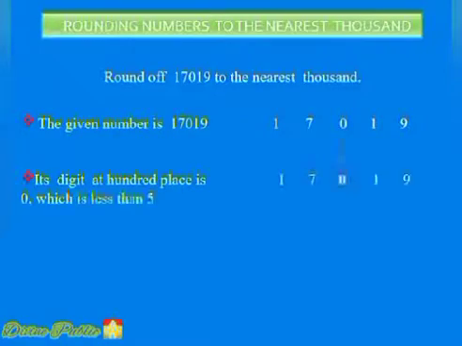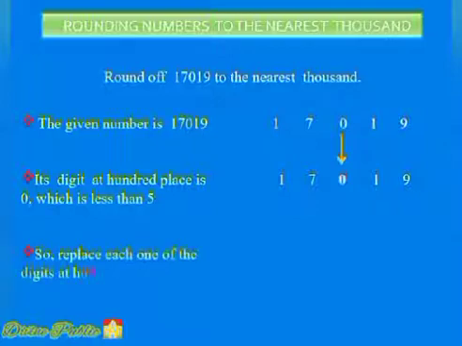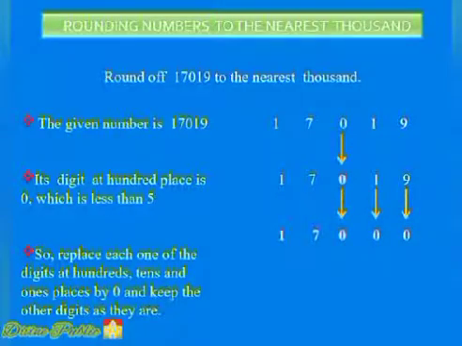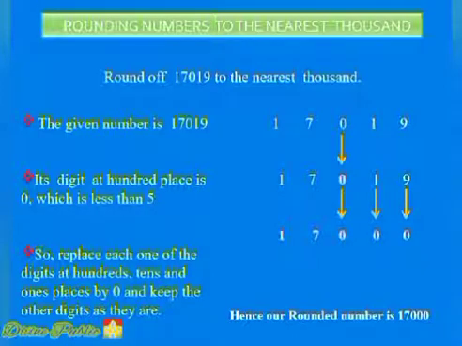Its digit at hundreds place is 0, which is less than 5. So, we replace each one of the digits at hundreds, tens and ones place by 0 and keep the other digits as they are. Hence, our rounded number is 17,000.